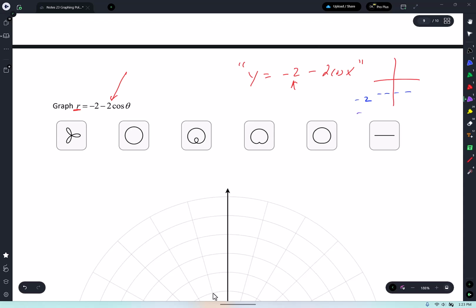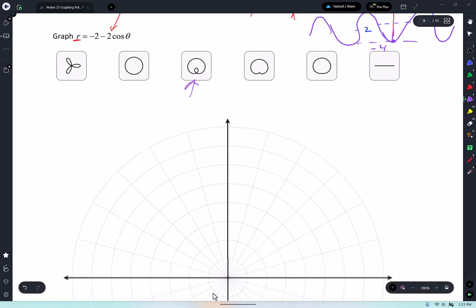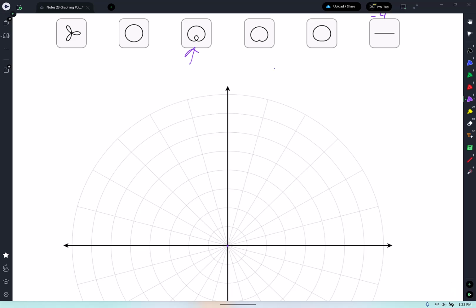The biggest it'll ever be is 0. It starts at -4, and it looks something like this. I'm not drawing it perfect, but oh well. Will it ever cross the x-axis? Because it never crosses the x-axis, it will never have a loop. But because it touches 0, that's called a pole. Remember, when it hits that, R is 0, so it hits the origin. So this is going to create that. Do you guys see that?